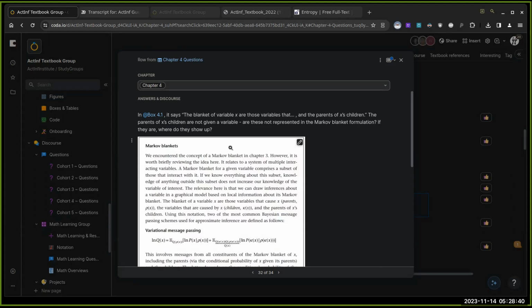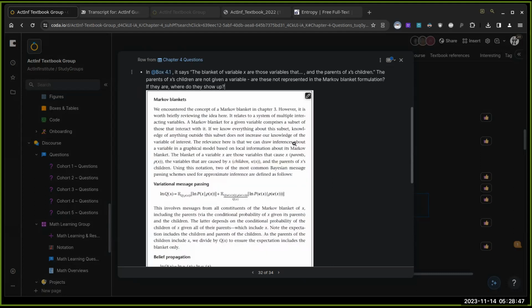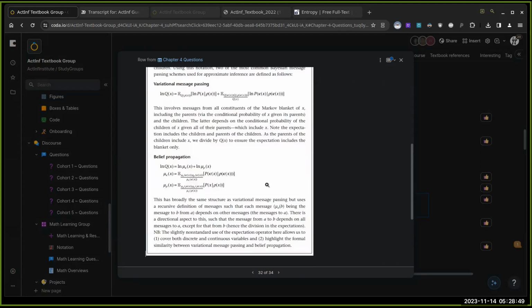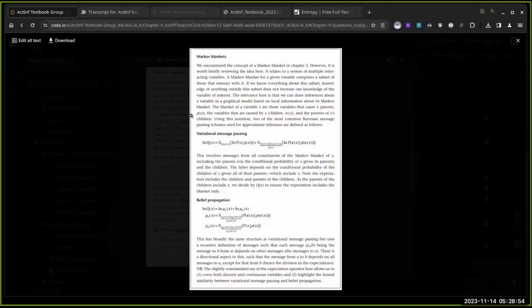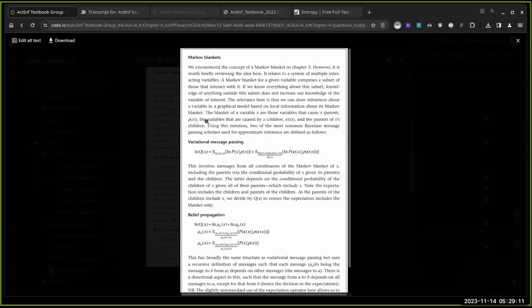I think the specific answer to the question is that it shows up because the function Greek rho is taken of the function Greek kappa in the variational message passing. That's saying get the parents of all the children of x. It doesn't need its own variable because those are both functions. So getting the parents of the children is a double function call.